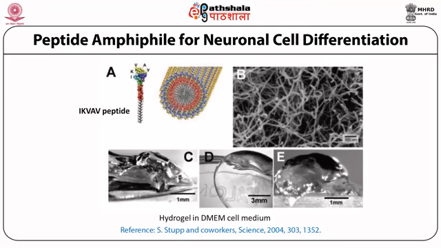There are also peptide amphiphiles with the peptide fragment IKVAV that can be used for neuronal cell differentiation. In fact, this peptide forms a very nice hydrogel in DMEM cell medium. You can see the nice fibrous structure from the AFM images, and C and D show the cell culture media and cerebrospinal fluid, where this particular IKVAV forms a hydrogel solution.